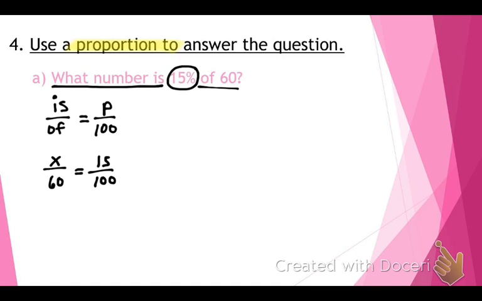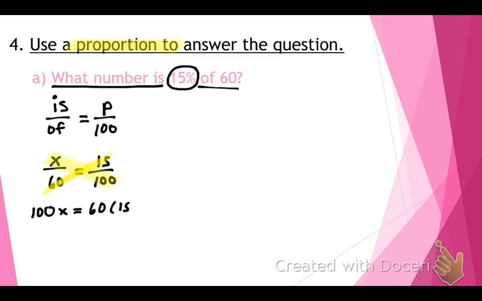Okay, should I put right here 0.15? No. I heard some yes and some no. No, 15% means 15 over 100, so you don't want a decimal point there, okay? So now we're going to go ahead and do cross products right here to find our answer. 100x equals what, guys?